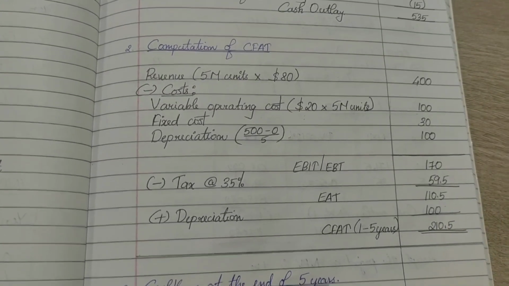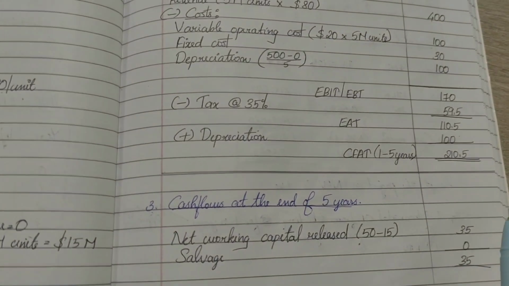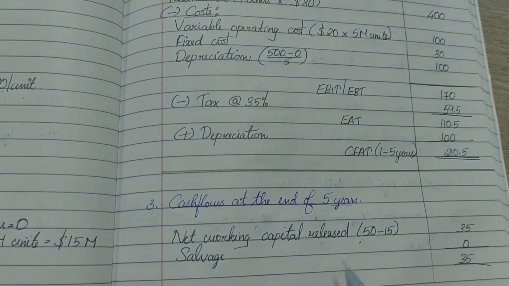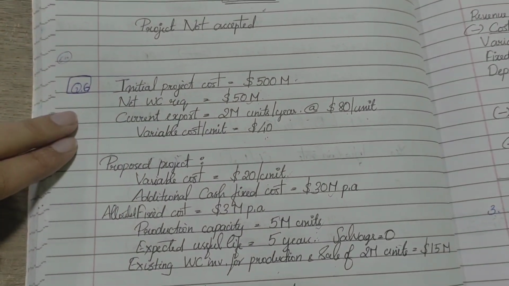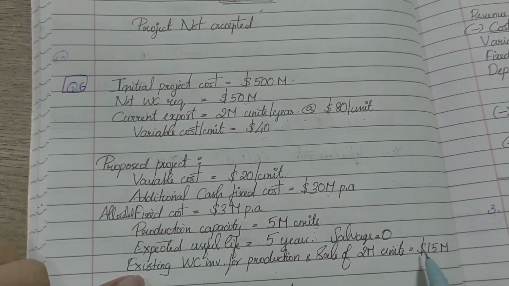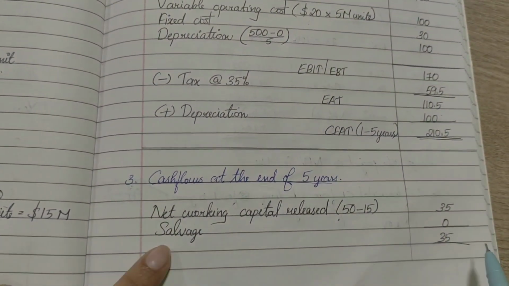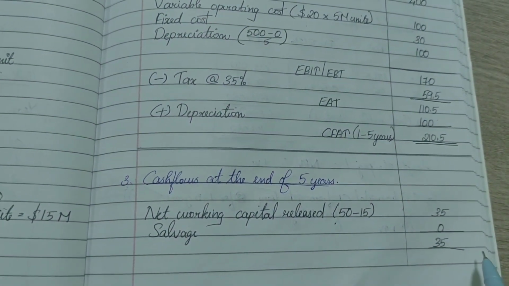Then the cash flow at the end of the 5th year needs to be computed. Cash flow at the end of the 5th year will be the net working capital released. What is the net working capital? Required working capital is 50 million. Of that, 15 million already exists. So 35 million will be the net working capital released. Then there is no salvage value. So the total cash flow at the end of the 5th year is 35.